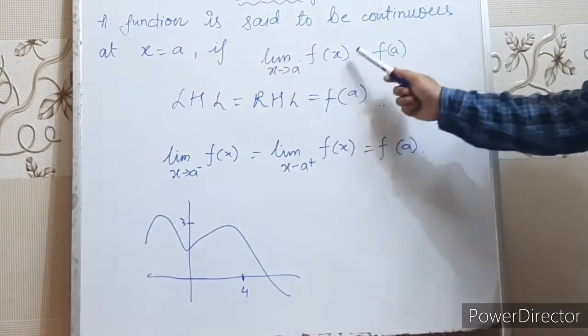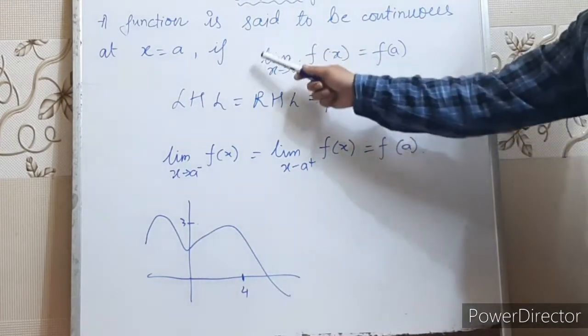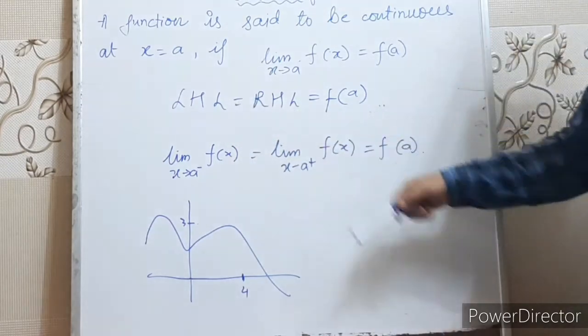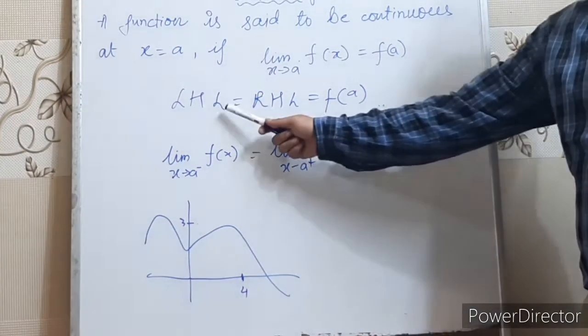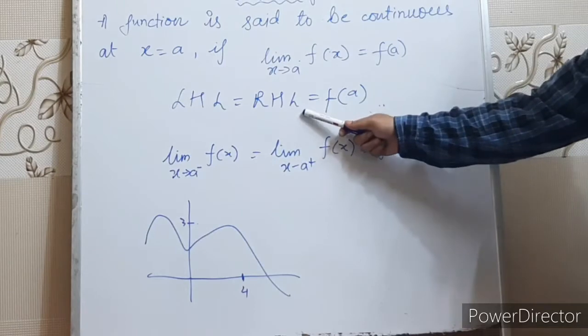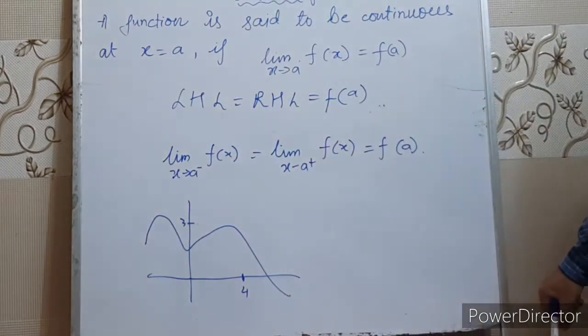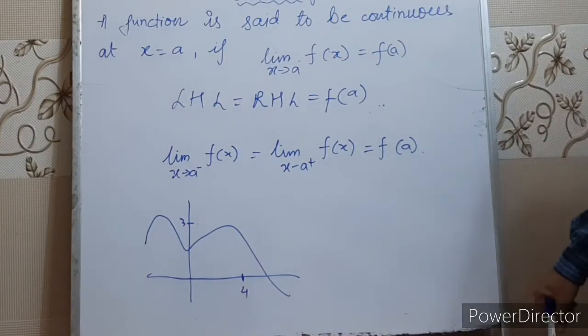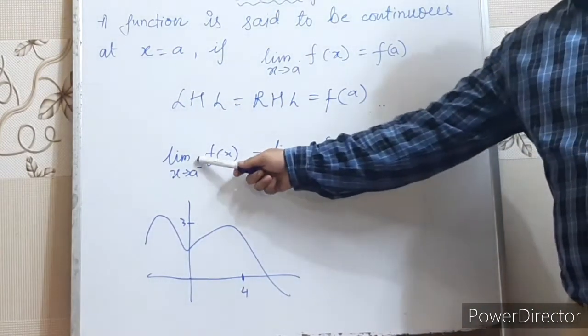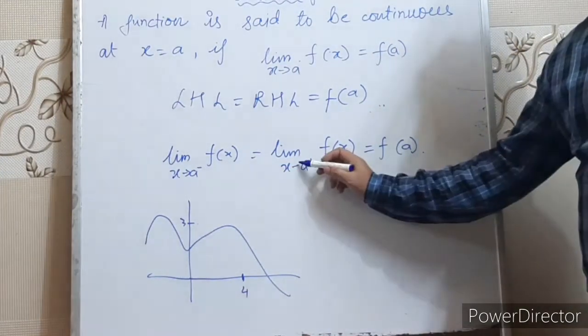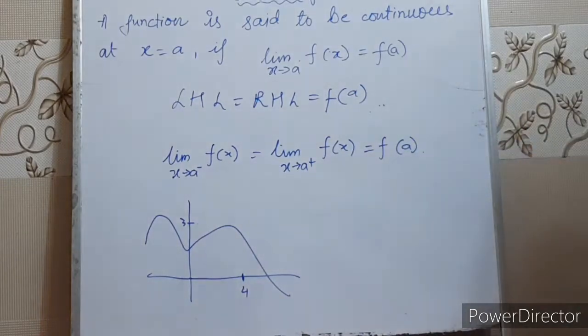Right, children? And we know how to find a limit. A limit only exists when the left hand limit and the right hand limit of the function exist and are the same, right? So we can say that if the left hand limit is equal to the right hand limit and to the value of the function at a, all three become equal, in this condition the function is said to be continuous. The left hand limit is limit x tends to a negative f(x). The right hand limit, limit x tends to a positive f(x), is equal to the value of the function at a.